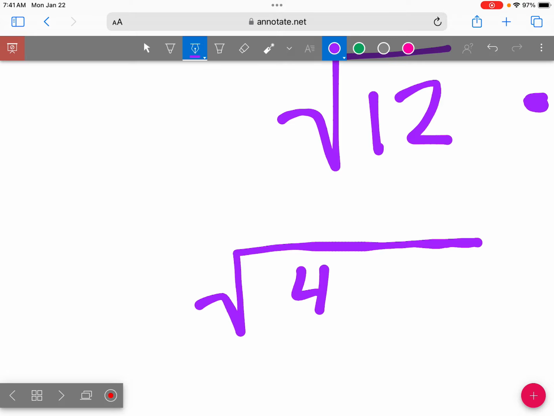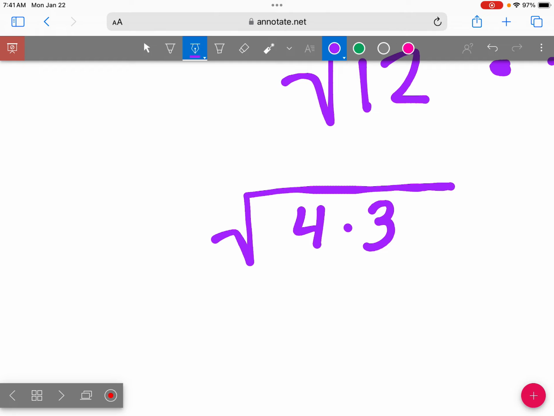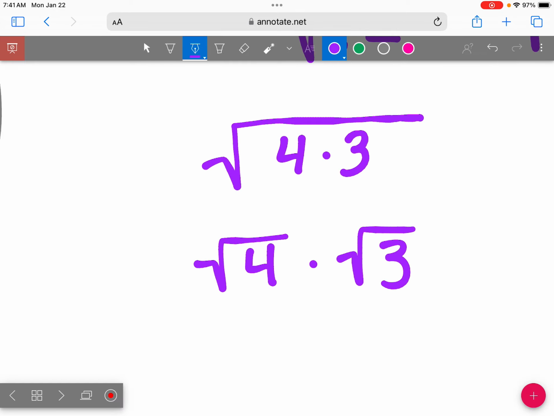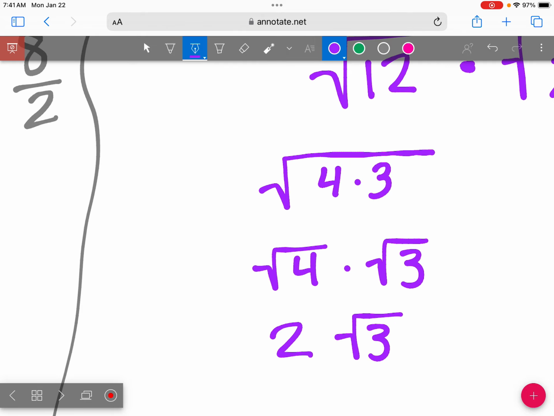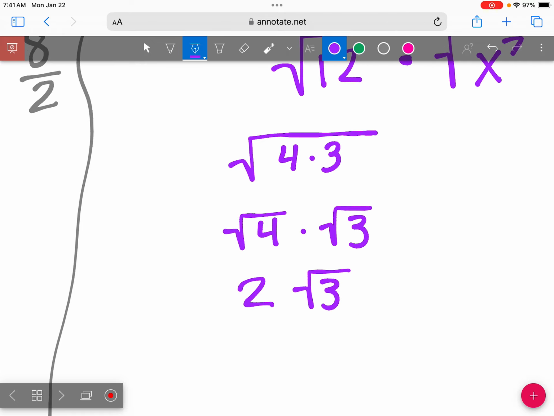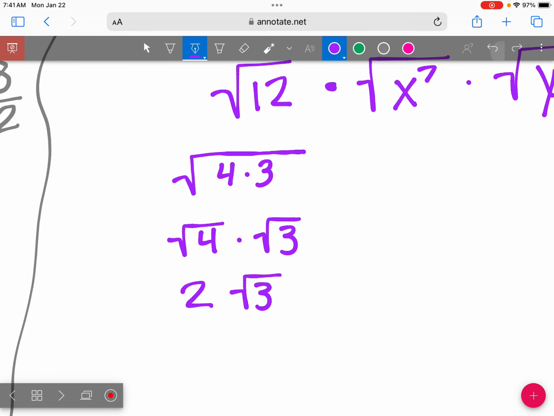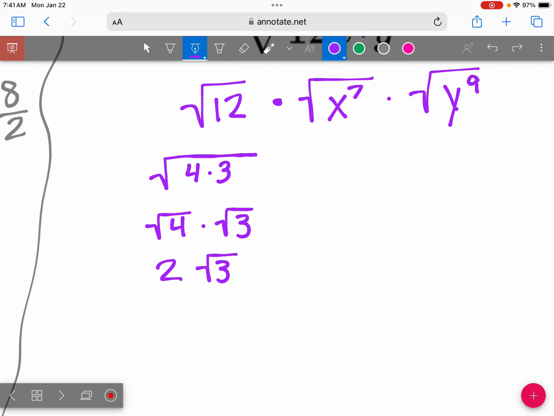Yes, because I can write 12 as 4 times 3, right? 4 is a perfect square. We know that. So I can make this the square root of 4 times the square root of 3. What is the square root of 4? 2. Do we know the square root of 3? No. Gross. Decimally grossness. So the square root of 12 simplifies down to be 2 square root of 3. So we're going to wind up with radicals left over.